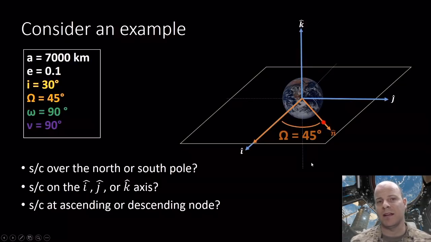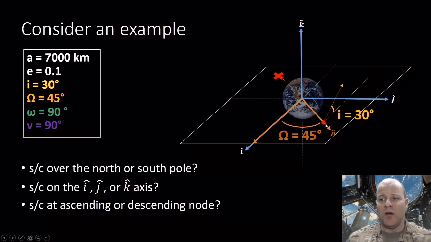Next, I like to think about the inclination. If we have a 30 degree inclination, that means our orbital plane is 30 degrees inclined from the actual equatorial plane, which might look something like this. So an inclination of 30 degrees is going to look something like this.